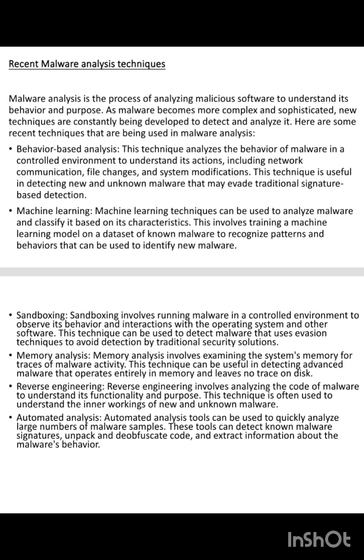The next one is memory analysis. Memory analysis means examining the system memory for tracing the malware activity. So any change in the memory caused by the malware can be identified. Next one is reverse engineering. It involves analyzing the code of the malware to understand its functionality and purpose. This is often used to identify the inner workings of new or unknown malware. The next one is automated analysis. Automated analysis tools are used to analyze a large number of malware samples. This can detect malware signatures, unpack and deobfuscate code and extract information about the malware's behavior.